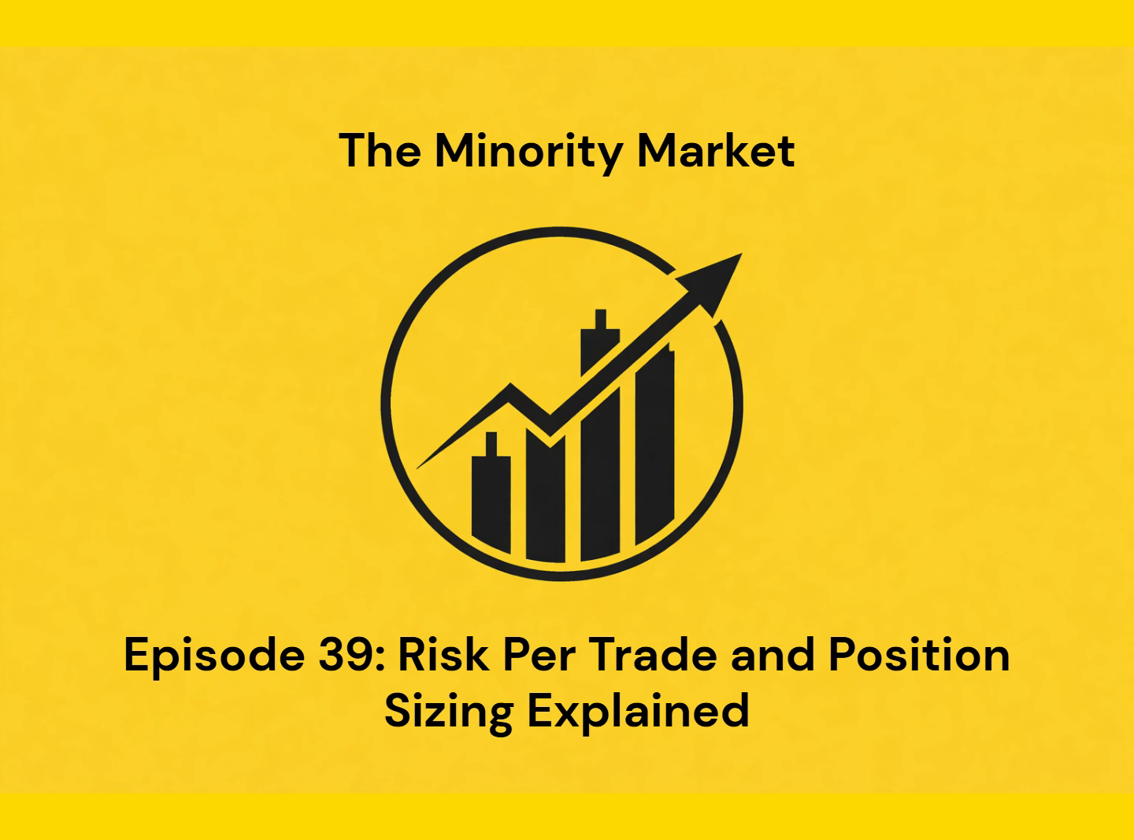Another exercise is reviewing past losses. Calculate how much damage poor risk management caused. This builds respect for risk rules. The minority understands that the market is unpredictable. What can be controlled is position size and risk exposure. They focus energy on controllable variables.